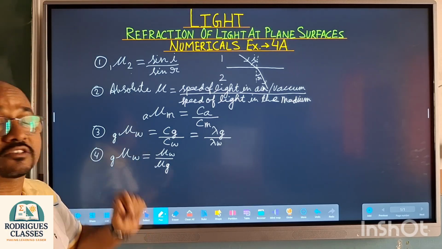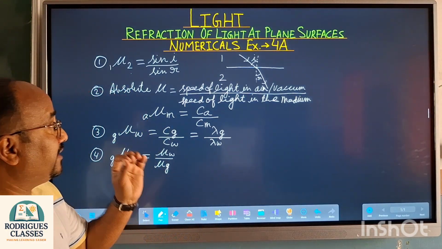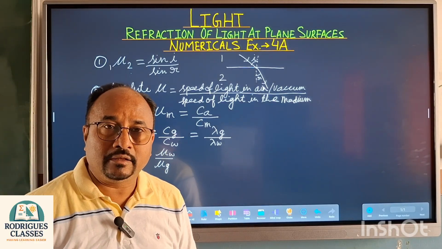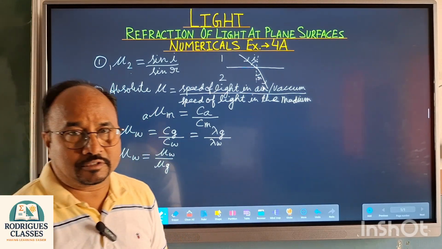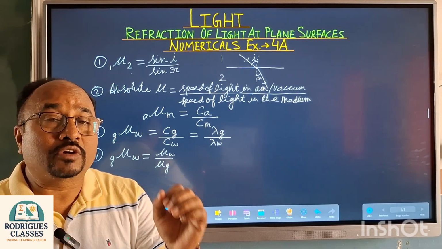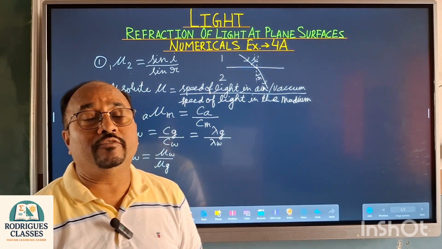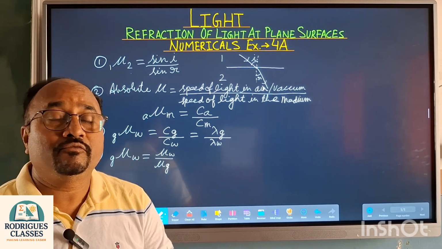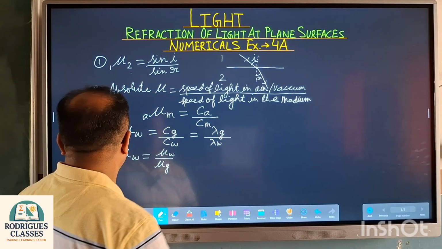Like here, it is of water with respect to glass. Then you will remember that the principle of reversibility of light also comes. According to that, you come to a derivation, and based on that, a very important formula relationship comes, which is of great help while solving numericals.